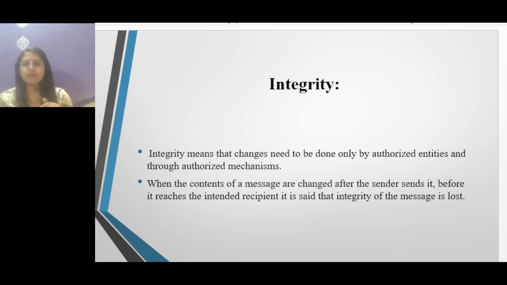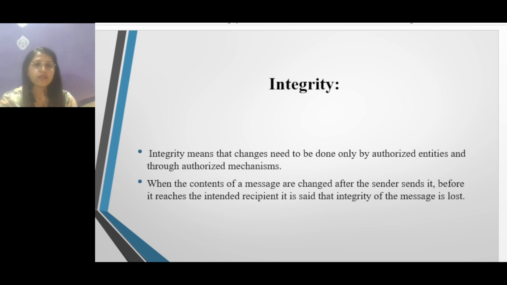How can the integrity of a message be lost? With the help of unauthorized access, with the help of modification. If the content is changed, modification makes the change in the content. So you can say modification causes loss of message integrity. Modification causes loss of message integrity.